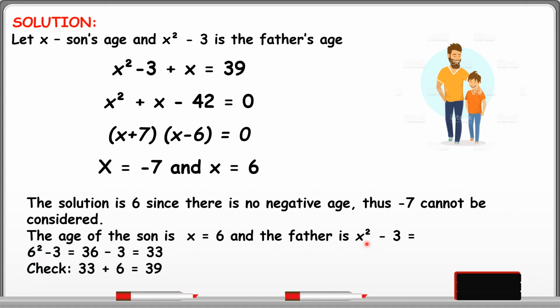And then we substitute x is equal to 6 into x squared minus 3. This will be the father's age. So 6 squared minus 3: 6 squared is 36, minus 3, that will give you 33. If you want to check, the problem says that when we add the father and son's ages, it is equivalent to 39. So 33 plus 6 will give you 39. Gets?